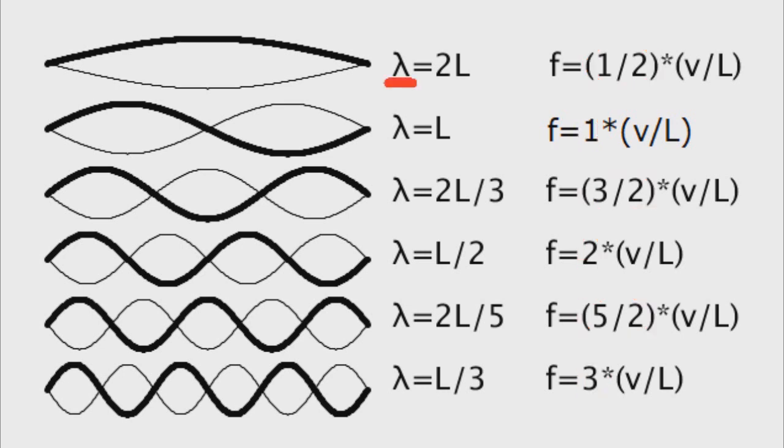This is the wavelength of each harmonic, and the frequency of the harmonic is the reciprocal of the wavelength times the velocity of the wave. The velocity of the wave depends on the string's mass, tension, and length. Other small ratios are implicit between the harmonics as well.